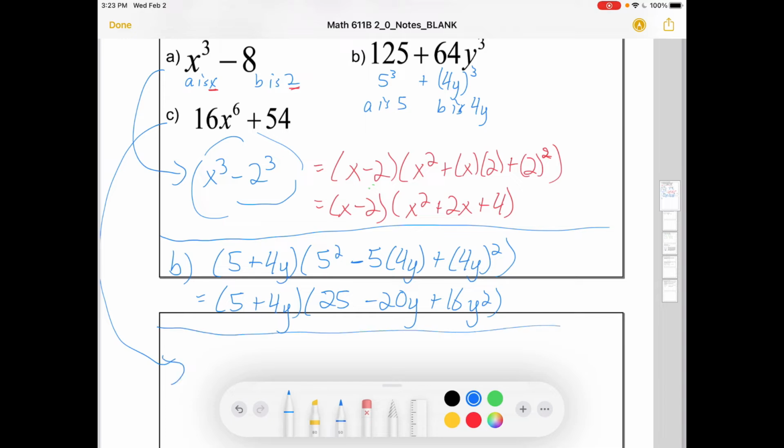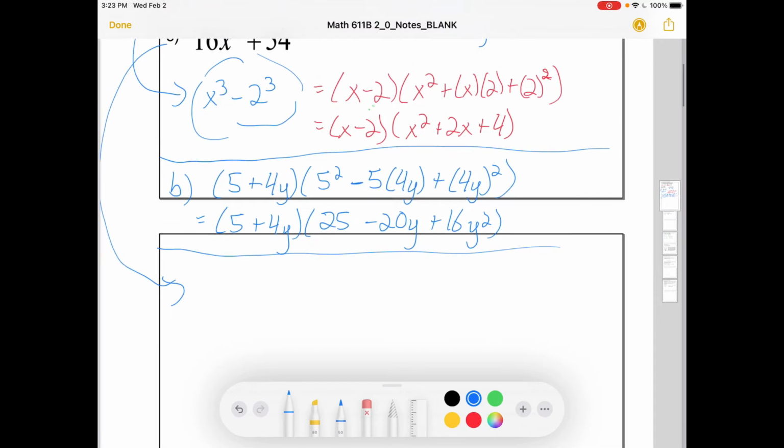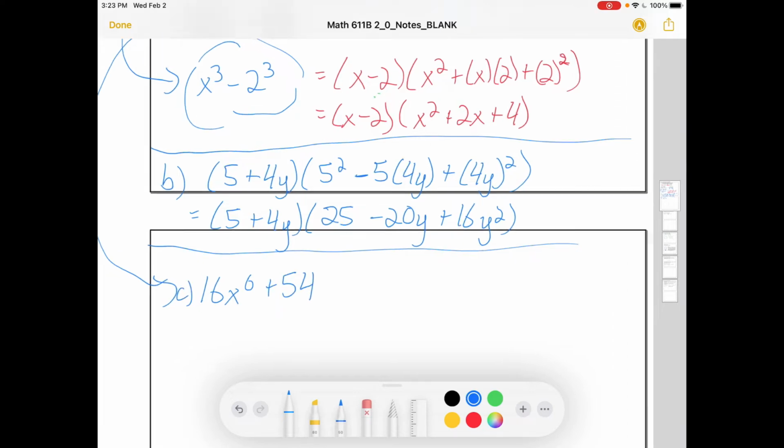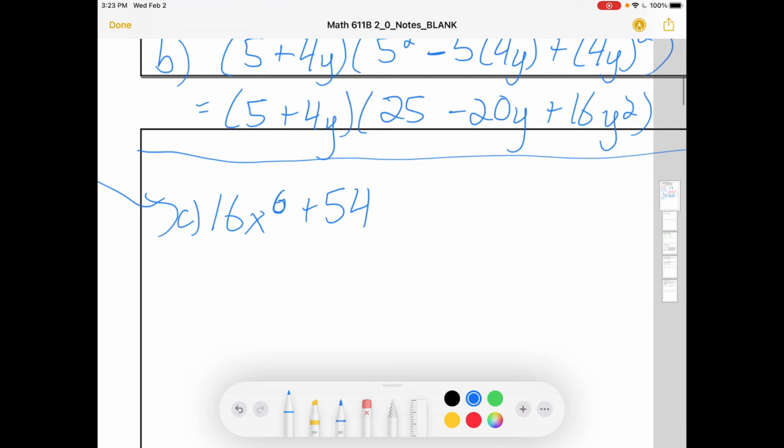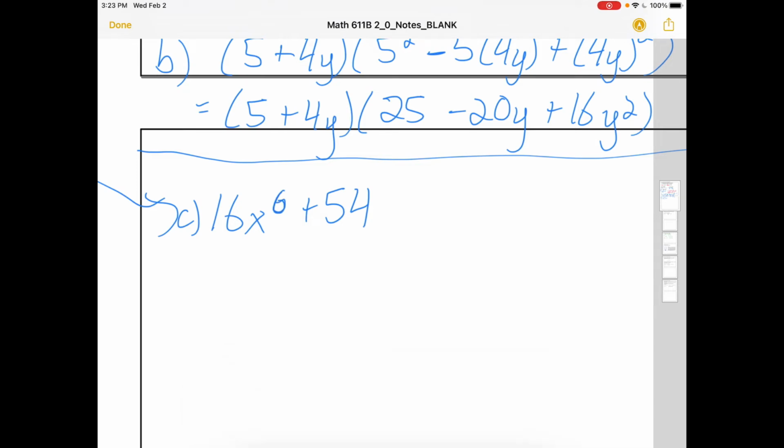Here in this one, we've got 16x to the 6th plus 54. This is question C. So let's check it out. What cube gives you 16x to the 6th? I don't feel good about this because I can't figure out a number that cubes to give me 16, other than, I guess, the cube root of 16. And I don't know a number that cubes to give me 54.